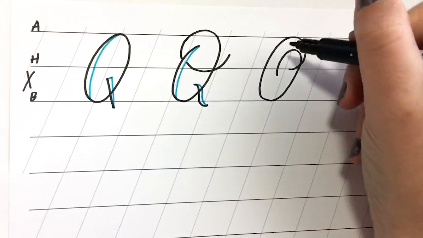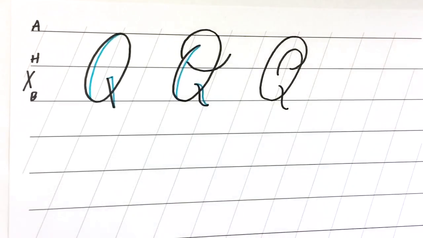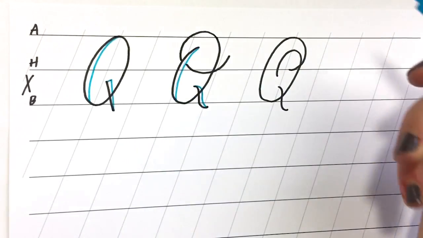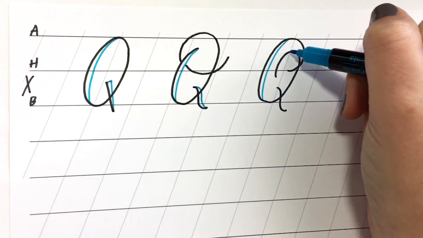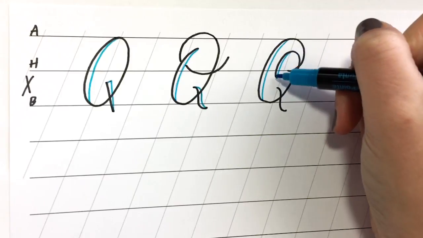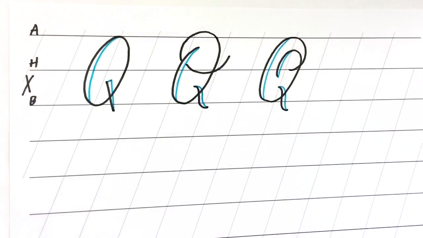Then we're also going to have a curved crossbar. Add our main shade on this curve, and then a little bit of a shade on this downstroke. And of course on the crossbar.